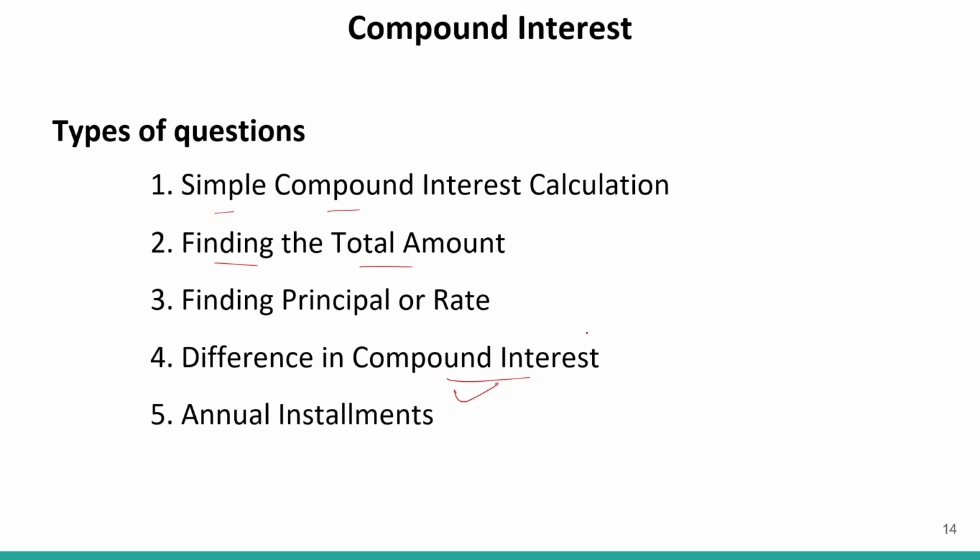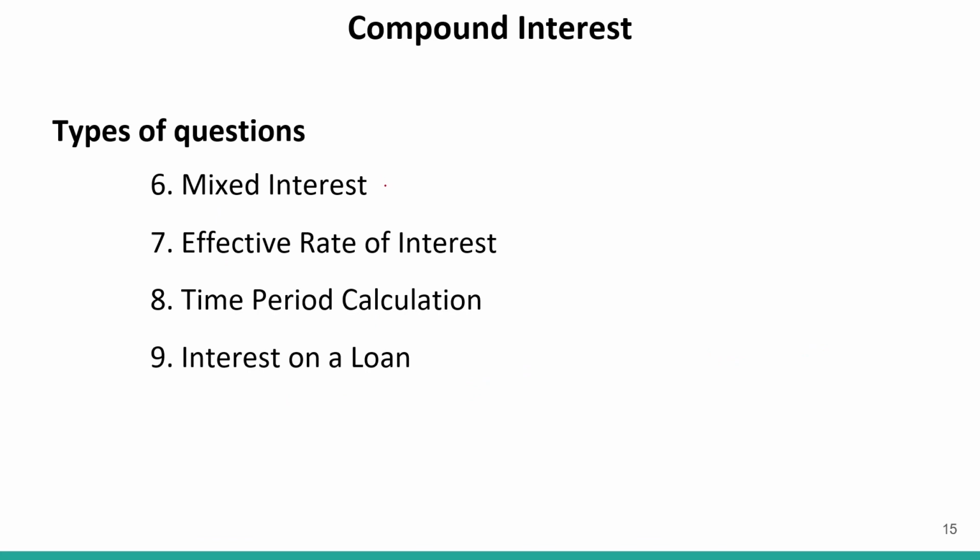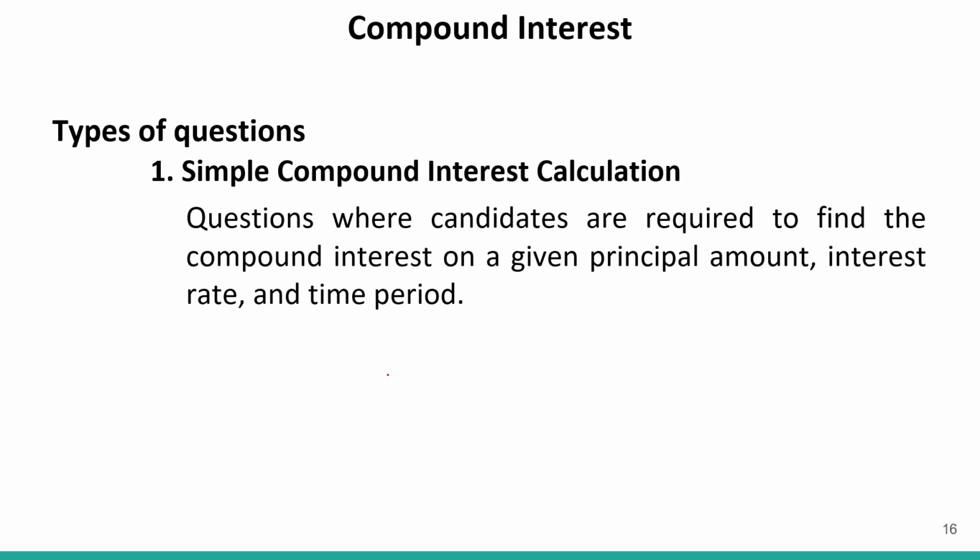Then difference in compound interest or annual installments. Let's say you are given two compound interest rates, one is X% and one is Y%, on the same initial amount. Then it may ask you to find their difference after X years, Y years. Then annual installments, calculating annual installments, and mixed interest problems. Then effective rate of interest, time period calculation, and interest on a loan.